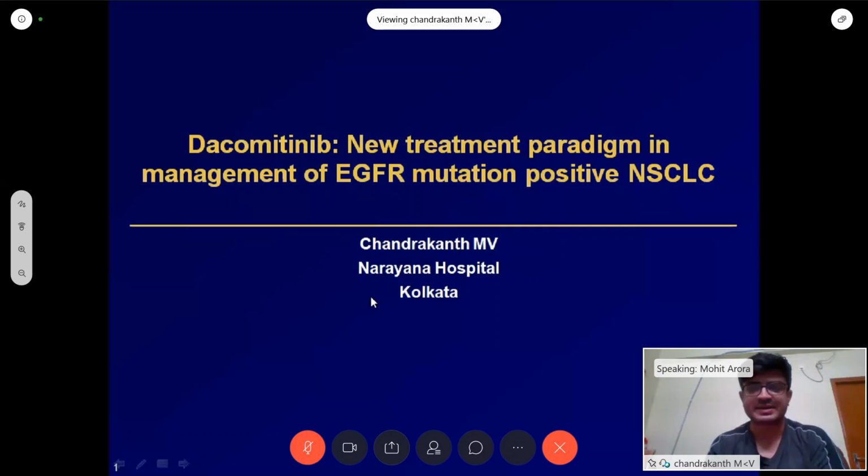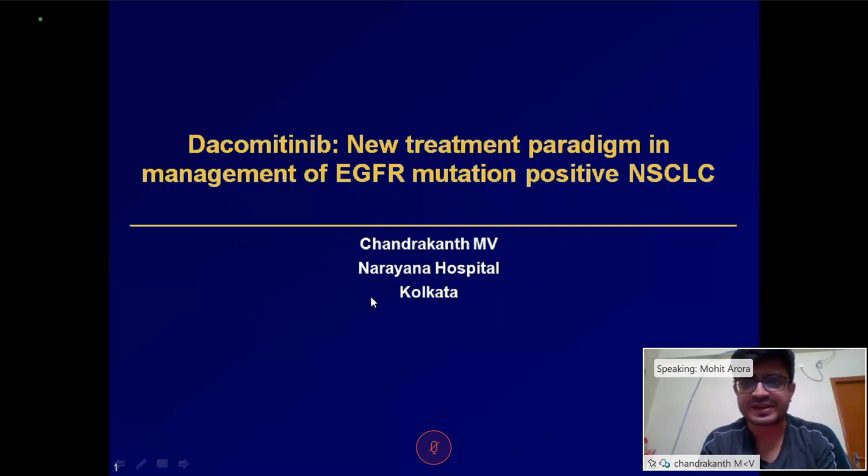Good evening, everyone. In the coming 45 minutes, we will understand about this new molecule, dacomitinib, which is an EGFR inhibitor for non-small cell lung cancer.